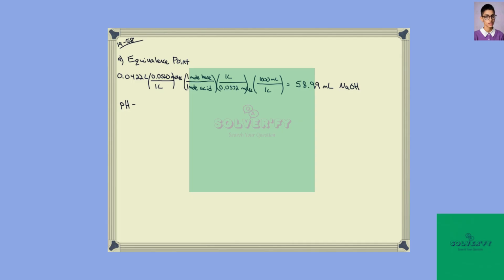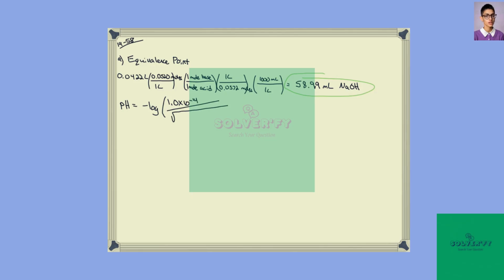Then we are asked to calculate the pH of the solution at the equivalence point. pH is always equal to the negative log of the hydronium concentration. So how are we going to calculate the hydronium concentration? Well, at the equivalence point, all of the acetic acid has turned into acetate. So we have the weak conjugate base of acetic acid. So we need to carry out a weak base Kb calculation in order to get the hydroxide concentration, which we can then use to get the hydronium concentration.